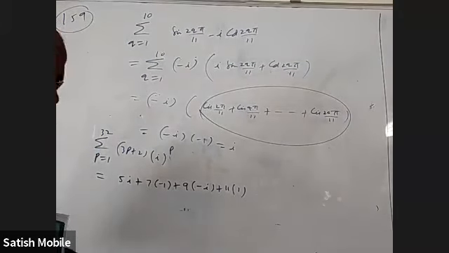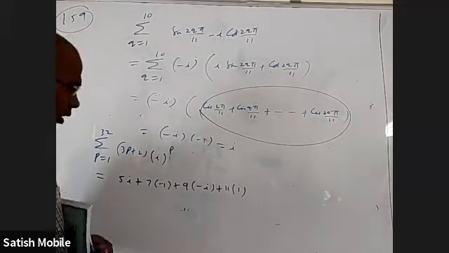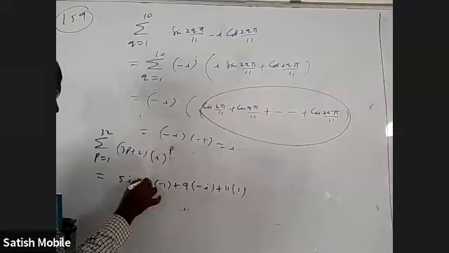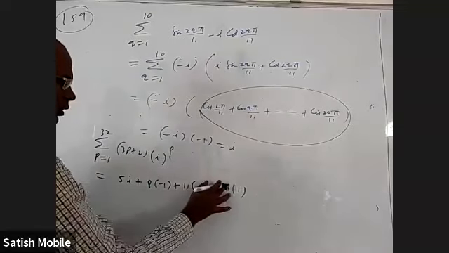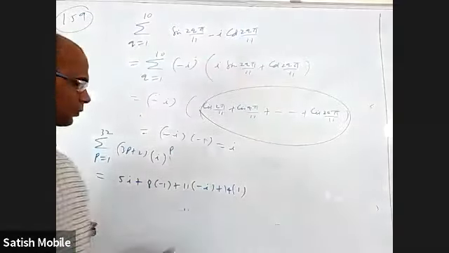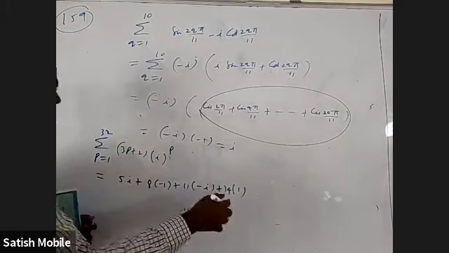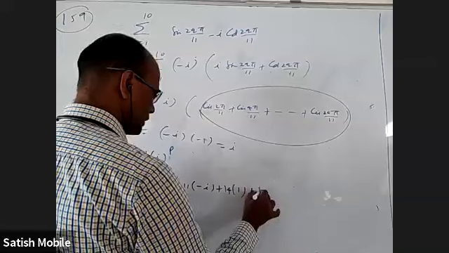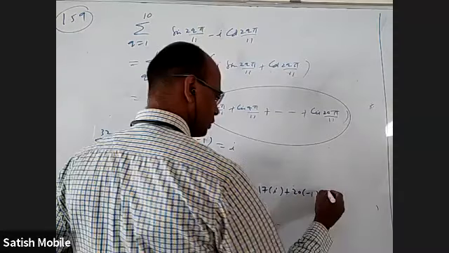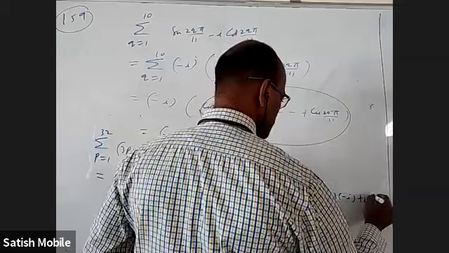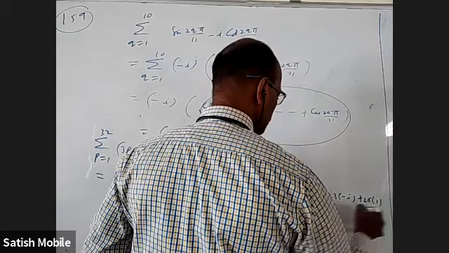Oh, the common difference is 3, sorry. When I put 2, it is 8. So 8, 11, and 14. Next 4 things when you take, let us see what happens. You will get 17 into I, 20 into minus 1, and 23 into minus I, and 26 into 1, and so on.